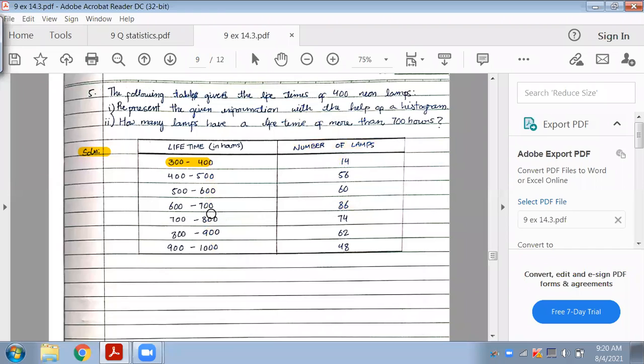Now more than 700 means all this will be more than 700. To find how many lamps have a lifetime of more than 700 hours, what are you going to do? We're going to add the frequency of all these three, that is 74 plus 62 plus 48. Okay, so write the answer.